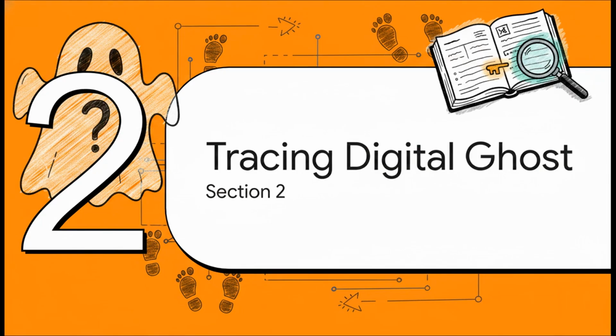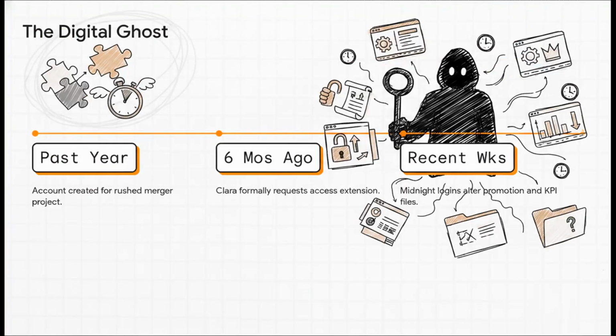Section 2. Tracing the digital ghost. Okay, so once Jordan realized this master key was still active, the immediate next step was obvious. Check the logs. Where exactly had this ghost user been? This timeline brilliantly illustrates the evolution of what turned into a massive security failure. Looking back over the past year, the account was born out of operational necessity. There was a rushed merger project, and you know how it goes. Speed was prioritized over security. Get it done now, fix the permissions later.